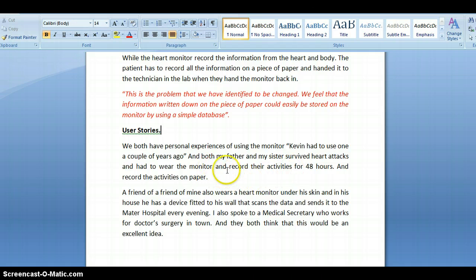Both my father and my sister survived heart attacks a few years back, and they had to wear the monitor and record their activities on paper for 48 hours. A friend of mine also wears a heart monitor under his skin, and in the house he has a device fitted to the wall that scans the data and sends it to the hospital every evening. I also spoke to a medical secretary who works for a doctor's surgery in town. They both think that this would be an excellent idea.